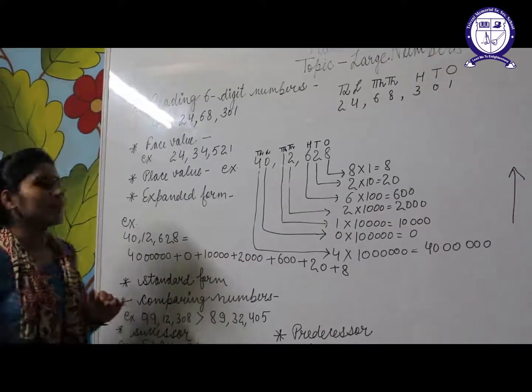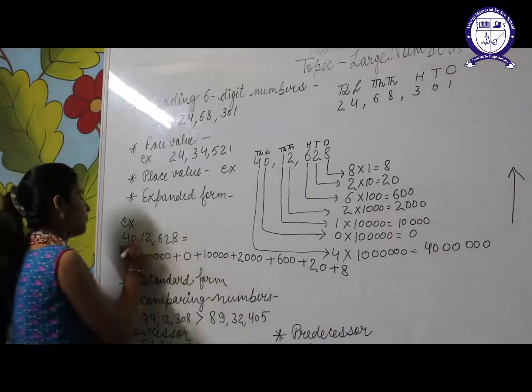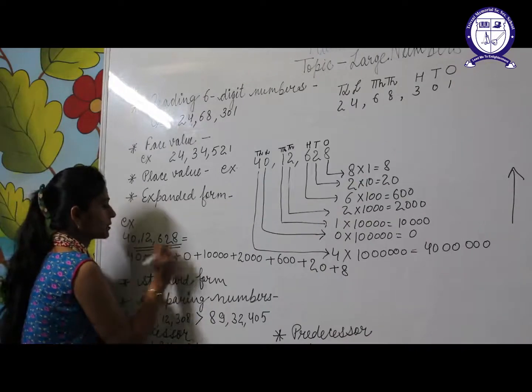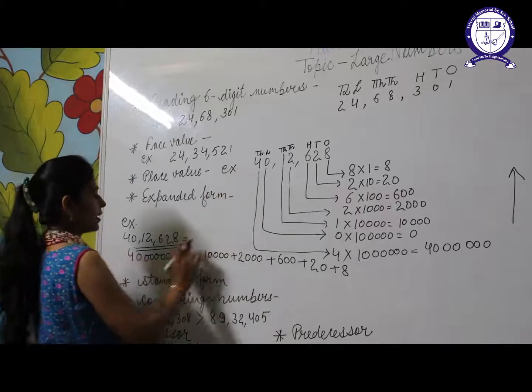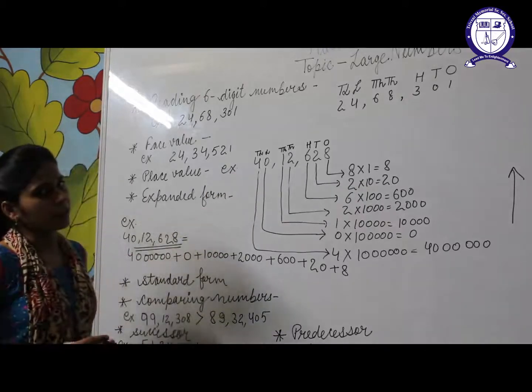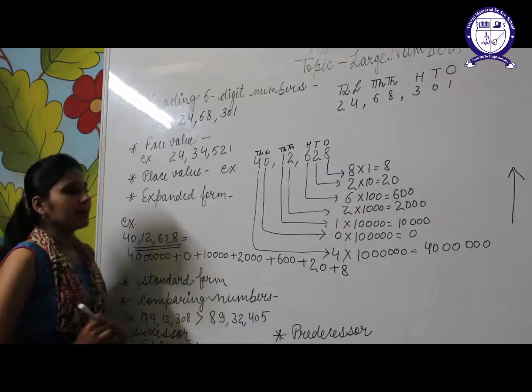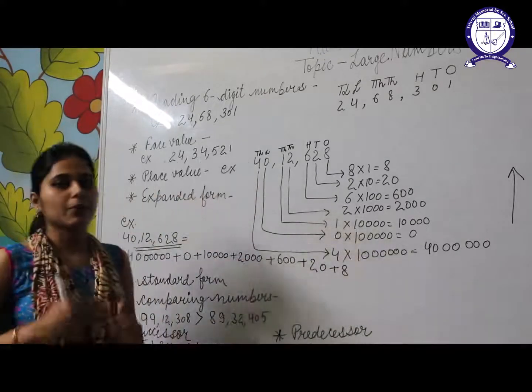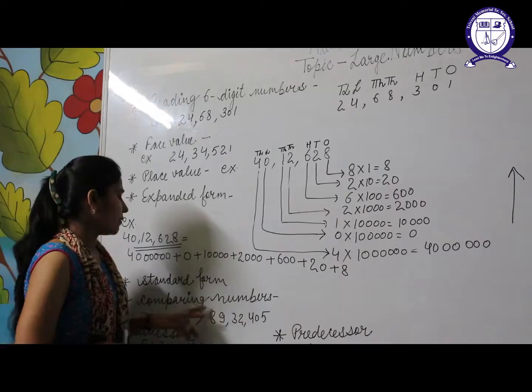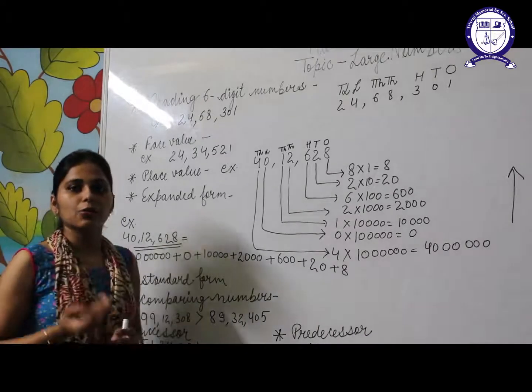So like this we will write the expanded form of 40 lakh 12,628. Now what is the standard form? The form written above other than the expanded form is the standard form, student. So the form written here and here is the standard form of the given number. Now comparing numbers. The number with the larger number of digits will be the largest. So when we compare numbers, we will count the digits.